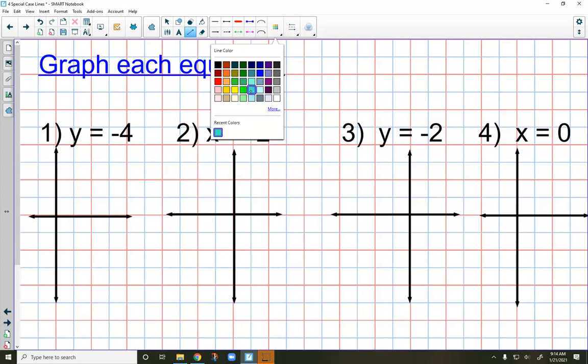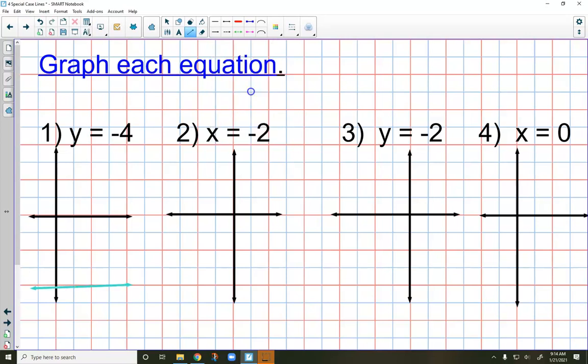Welcome back. Let's see how you did. Y equals -4. That tells me that my slope is 0 and my y-intercept is -4. If the slope is 0, that means it's a horizontal line. So my line should look like this. For number 2, it's x equals -2. Because it's x equals, it's telling me it's a vertical line. It's going through the x-axis at -2. This should be my line.